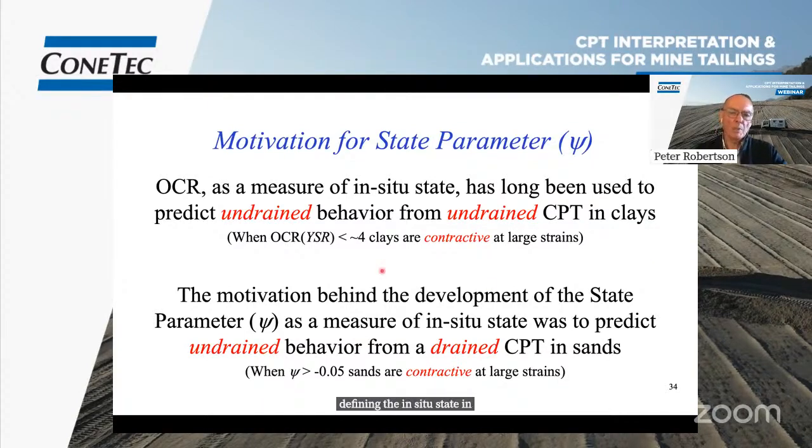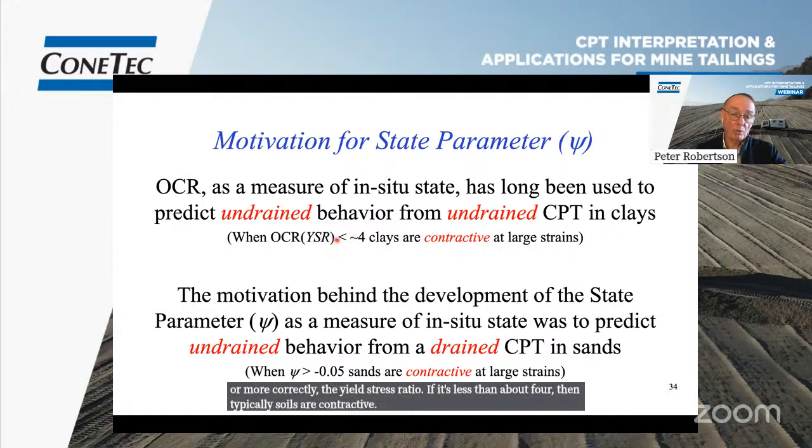And what we know is when the OCR, or more correctly, the yield stress ratio, is less than about 4, then typically soils are contractive. If it's greater than 4, clays tend to be dilative at large strain.